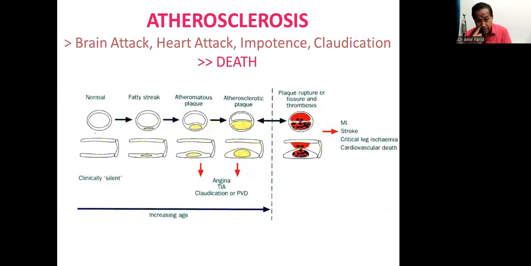Okay, so atherosclerosis in the brain causes stroke or brain attack. In the heart, it causes heart attack, right? In the penis, it causes impotence, and in the legs, it causes claudication, and all this can lead to death.